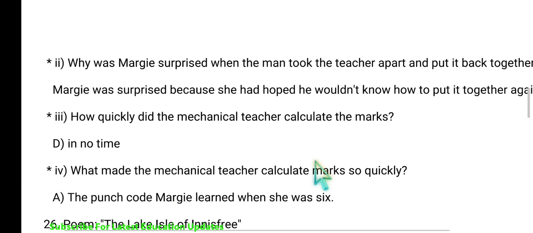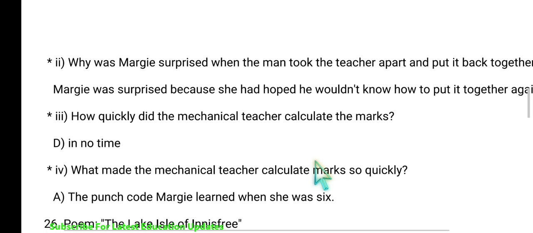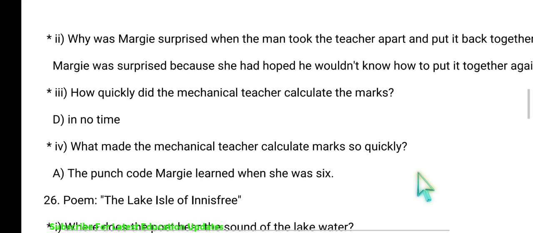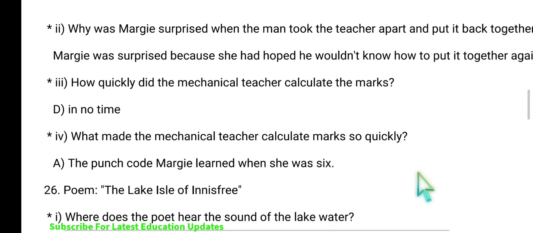Then third one, how quickly did the mechanical teacher calculate the marks? In no time. What made the mechanical teacher calculate marks so quickly? The punch code Margie learned when she was 6. So here, let us look at the stanza here. 25. What made the mechanical teacher calculate marks so quickly? So answer is the punch code Margie learned when she was 6.